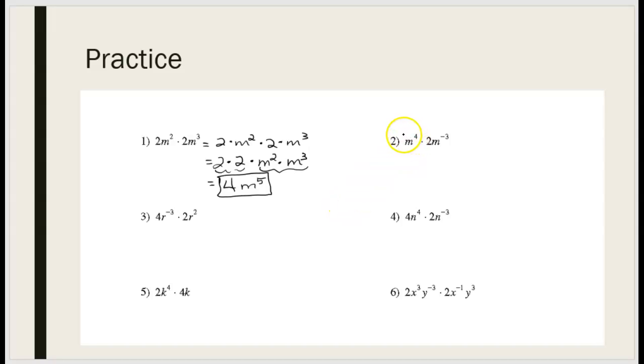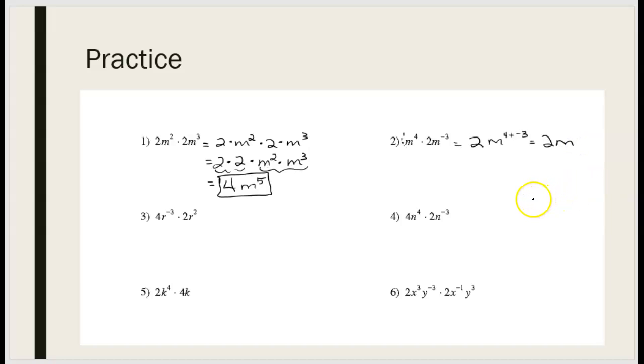Okay, hopefully you had a chance to do that. This is 1m to the 4th power times 2m to the negative 3rd. 1 times 2, of course, is 2. We're just going to multiply our numbers together like we always would have. And then m to the 4th times m to the negative 3rd is just going to be m to the 4 plus negative 3 power. Well, that is 2m to the 1st power.